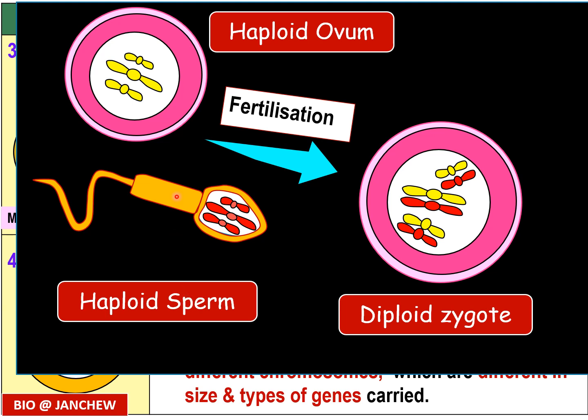So during fertilization, the sperm will fuse with the ovum. So the one set of chromosomes from the sperm will be combined with the one set of chromosomes from the ovum. Okay, they'll come together in one nucleus that is formed in the diploid zygote. So when the sperm and ovum fuse, we get the zygote that contains 2 sets of chromosomes, the red set from the sperm and the yellow set from the ovum.